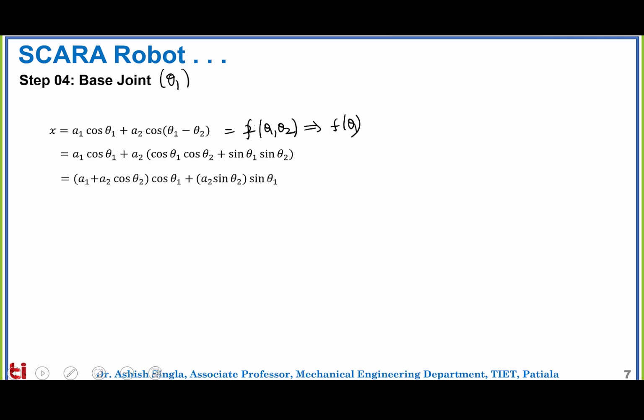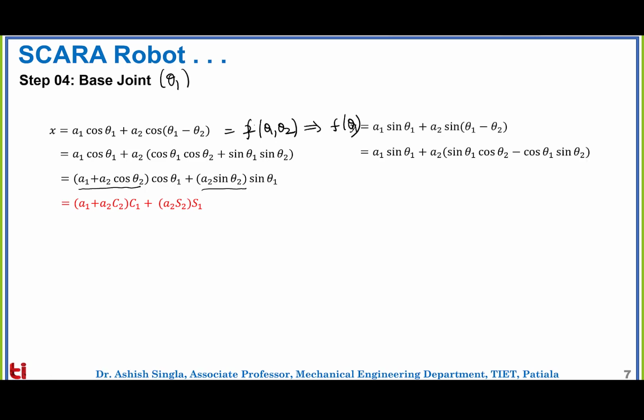So in the expanded form, we can write this and collect the terms a1 plus a2 cos theta 2 and a2 sin theta 2. Whatever is inside the bracket is known to us because theta 2 is known, and whatever is outside the bracket is a function of theta 1 only. Similarly, we can do it for the y coordinate: expand the term, collect the coefficients, and anything inside the bracket is with respect to theta 2. This is the short form.